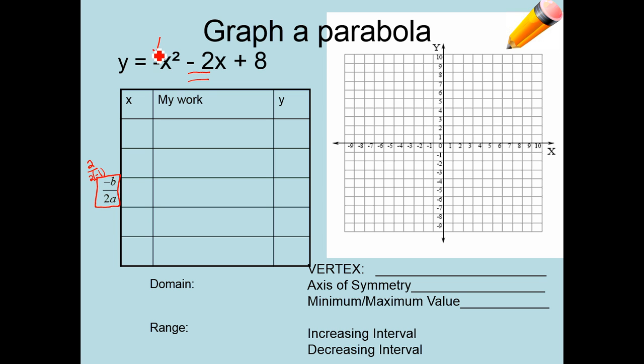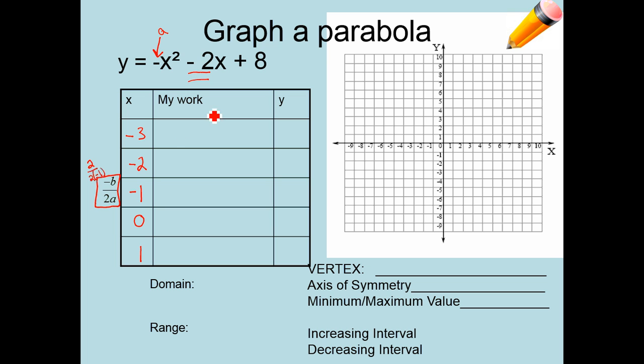Look in front of that x squared. That's the a. It's a negative 1. So what I have here is 2 over negative 2, which would give me a value of negative 1 for my x value. Now I need to choose x values around negative 1, like negative 2, negative 3. On the other side of negative 1 would be 0 and 1.